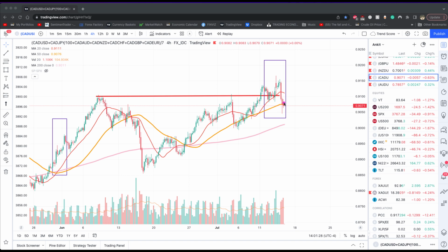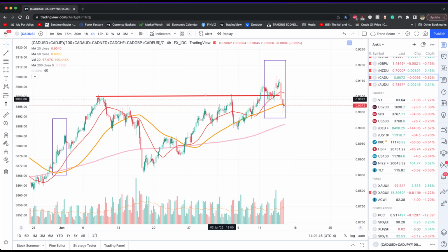So at this point, right now, CAD looks weak to me. I think CAD has further downside based on the price action. If we take a look at the moving averages, we are kind of giving up the 20 and the 50 moving average here. So I actually like a little bit of further downside on the CAD. Now, what do you want to pair it with?